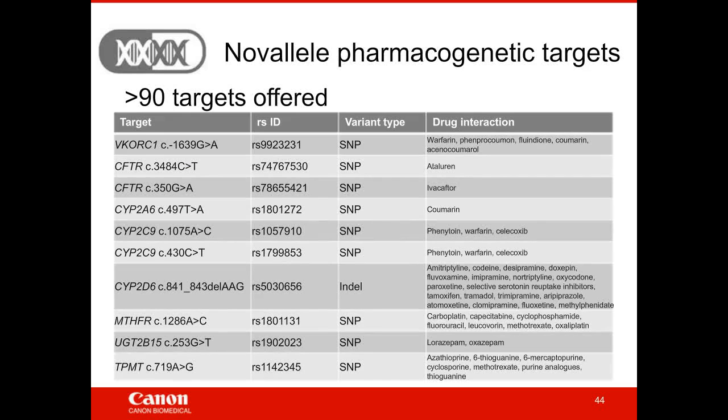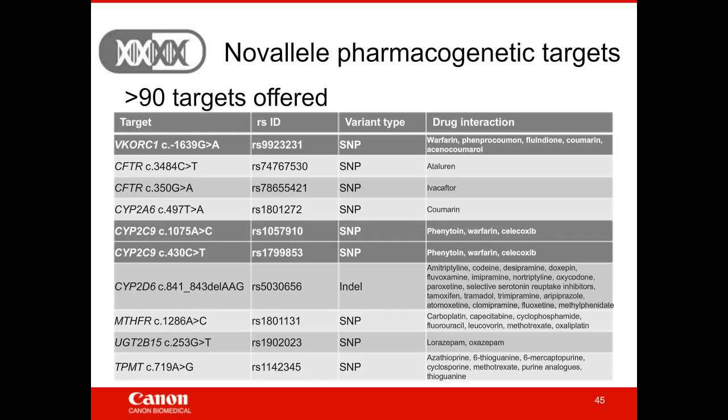Canon Biomedical offers over 90 genetic targets specific to pharmacogenetic research. On this slide, there are a few examples of those. You can see the targets, the variant type, and the specific drug interaction. Today, I want to focus on these three in particular, two CYP2C9 targets and one VKORC1 target. All of these targets interact with the drug warfarin.